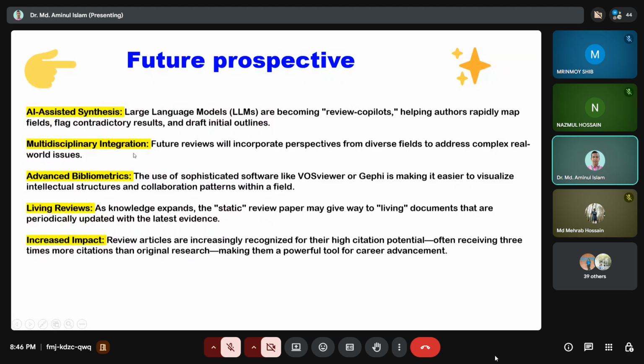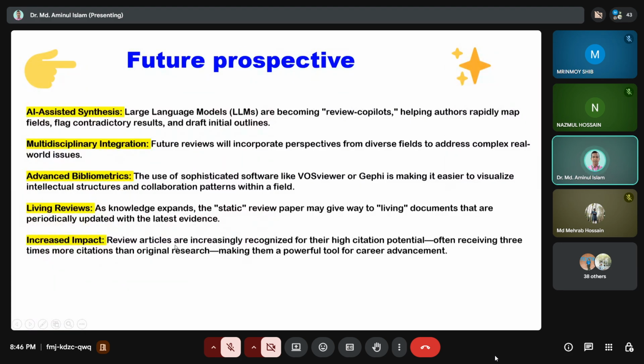And another interesting thing is multidisciplinary integration. Future reviews will incorporate perspectives from diverse fields to address complex real-world issues. For example, nowadays we can address wastewater treatment related reviews using machine learning or artificial neural networks with a multidisciplinary approach. And nowadays you can also use advanced bibliometric software to make it easier to visualize your figures.